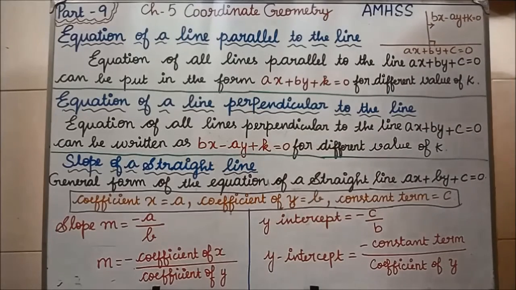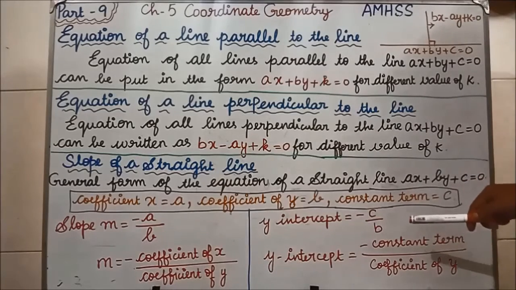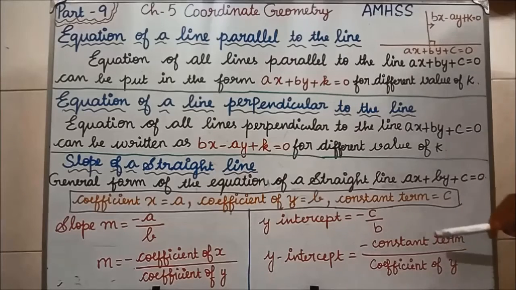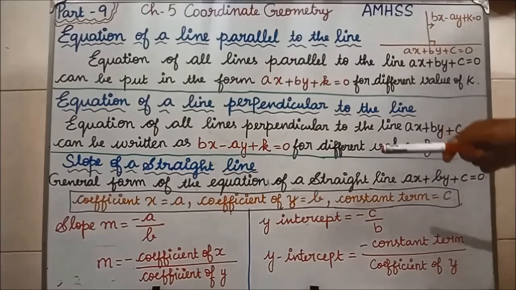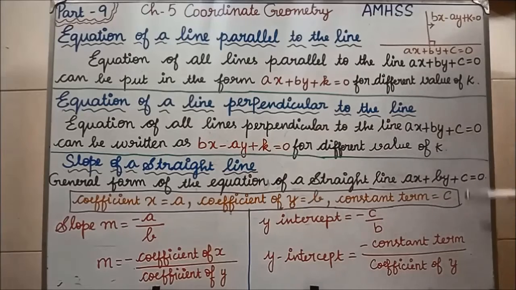Clear? Next, in the question they have given an equation and they are asking you to find the y-intercept. The y-intercept is equal to minus c by b. Clear? C means the constant term, so minus the constant term divided by b, the coefficient of y. Either you can use this or that, any one you can use. If you keep any one in mind, it is enough.